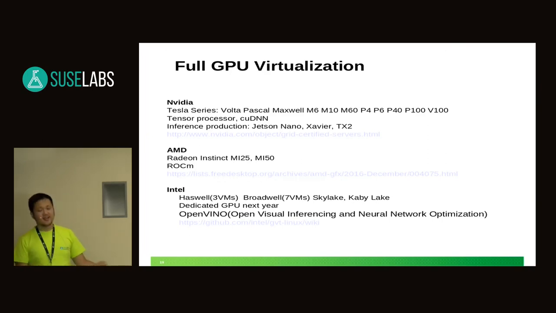Intel, besides the announcement of a dedicated graphics card next year, is also working on their software stack. They call it OpenVINO, Open Visual Inference and Neural Network Optimization. I'll talk a little bit more about Intel. They had a lot of movement over the last few years. They bought a lot of companies in this AI area.